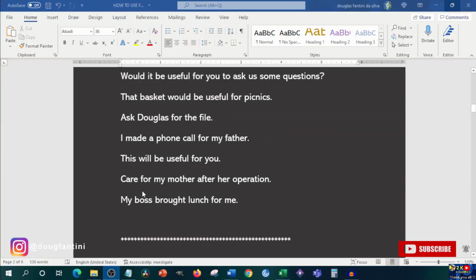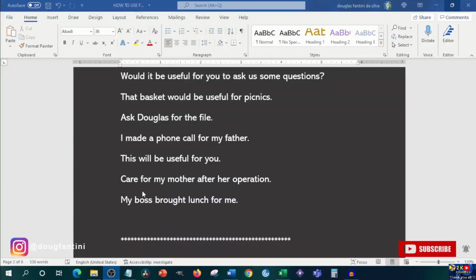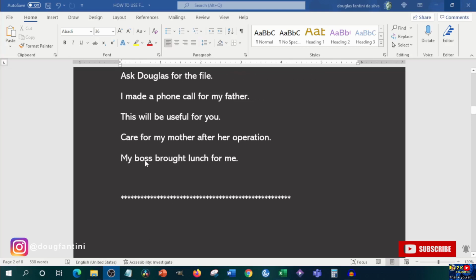I cared for my mother after her operation. Or I took care, it is better to say, I took care of my mother after her operation. I took care for her, okay? Or I cared for my mother. My boss brought lunch for me. My boss brought lunch for someone, in this case me, okay?